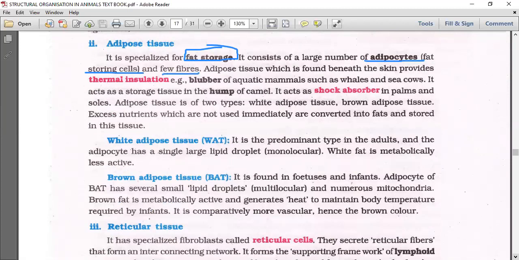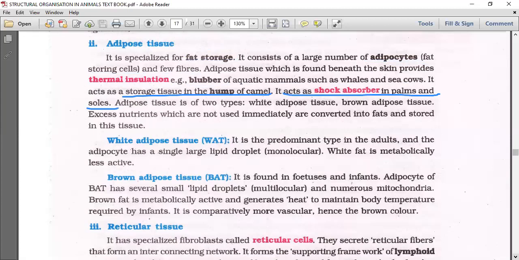Adipose tissue, which is found beneath the skin, provides thermal insulation. For example, in the blubber of aquatic mammals such as whales and sea cows. It acts as a storage tissue in the hump of camel. It acts as a shock absorber in the palms and soles of humans.